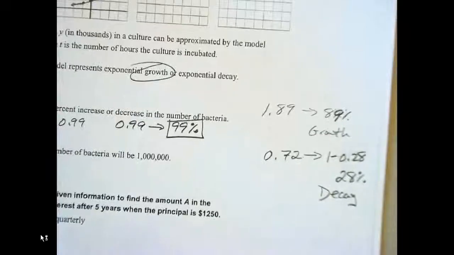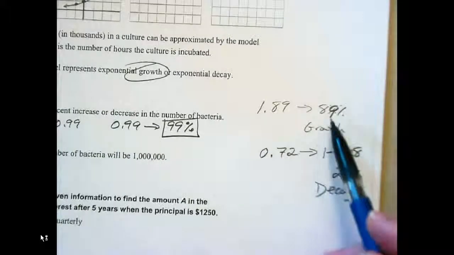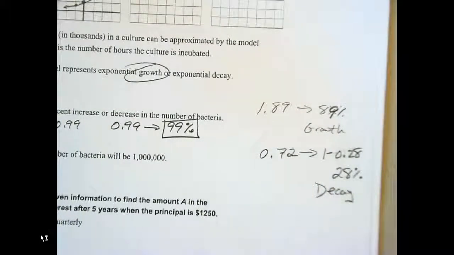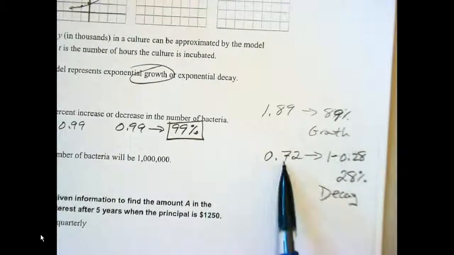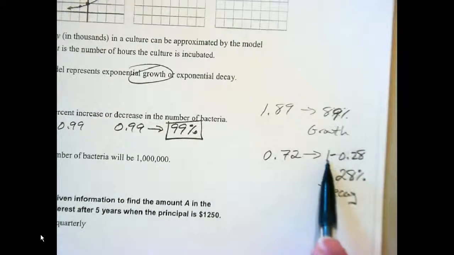Because you're decreasing. You always start at 1, so you either increase from 1 or decrease from 1. Okay? You always start at 1. So 1 minus 0.28 is 0.72.